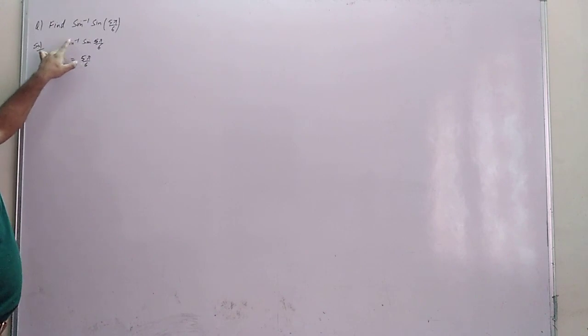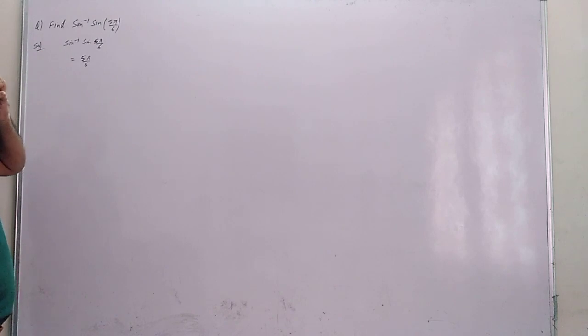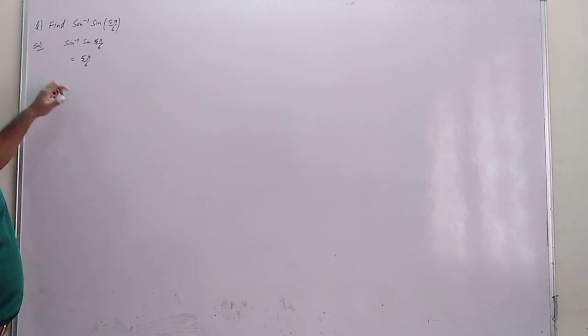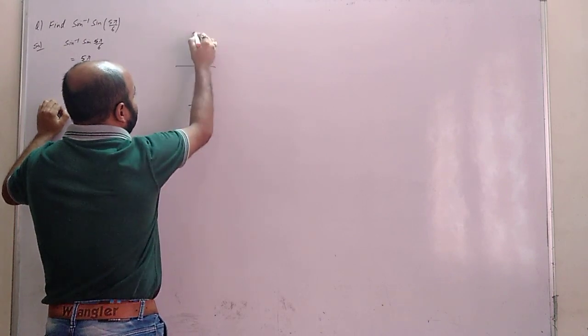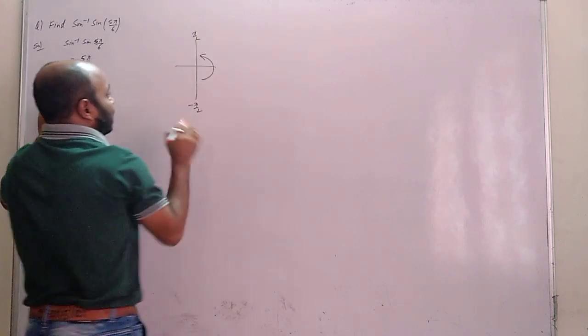But see here, the question is of sin inverse of something. That means the answer should be within the range of sin inverse. So what is the range of sin inverse? Minus pi by 2 to pi by 2. Where does minus pi by 2 to pi by 2 lie? It lies in the fourth quadrant and the first quadrant.